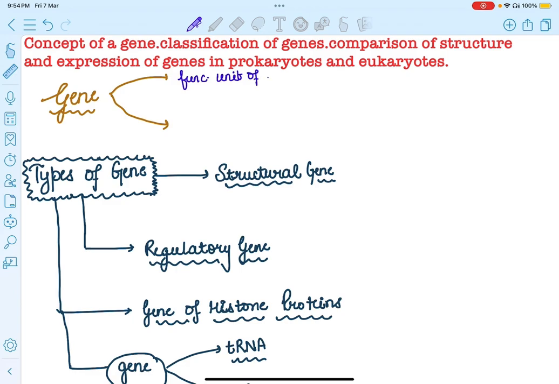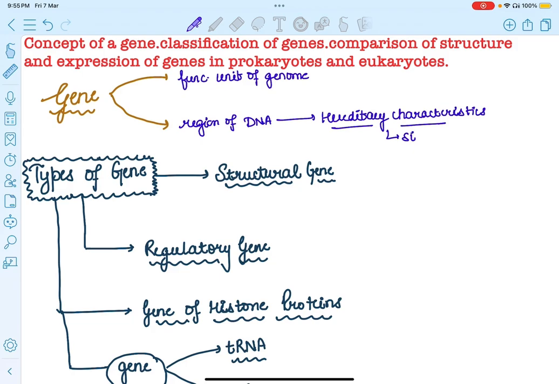This is the major point. Every hereditary character is made in some genomes. That functional unit is gene. That is, every character would have some kind of gene, or it is formulated or saved in form of gene. And it's a region of DNA that controls hereditary characteristics. That is a part of the DNA that holds those hereditary characteristics, or that genetic information that is to be coded to a specific single protein.